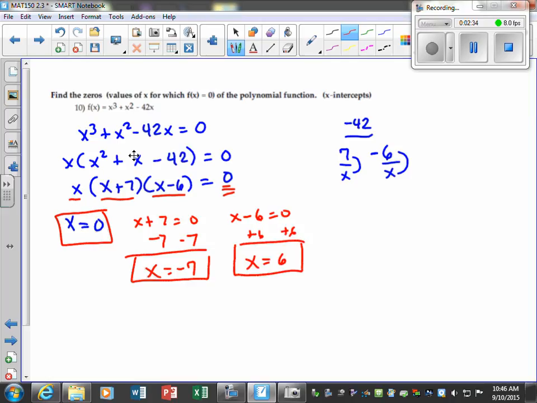So the zeros are basically all the places where the function is going to cross the x-axis. So at 0, negative 7, 0, and 6, this function is going to cross the x-axis.